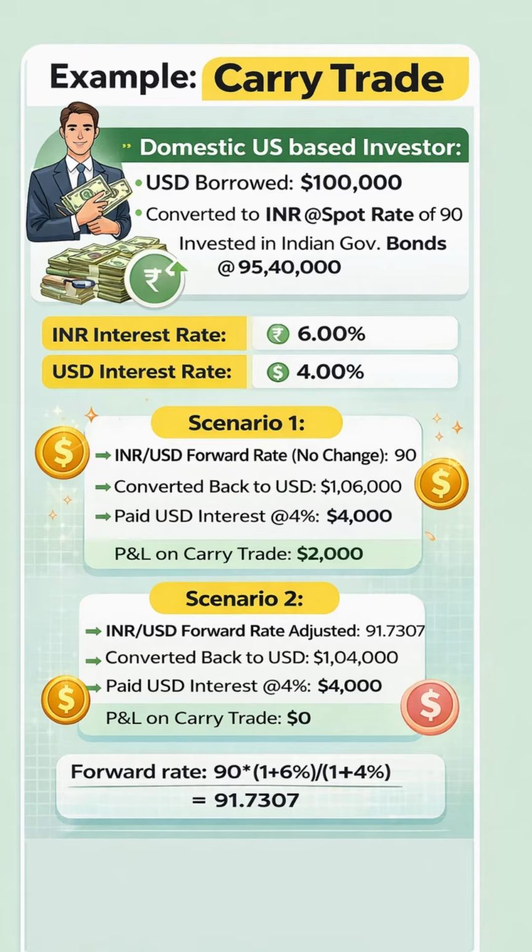Now in scenario 1, we assume that the forward rate is the same, 90. That would mean he would get 1.06 lakh USD. He then pays the USD interest of 4,000. Hence the risk-free gain on this carry trade is $2,000.